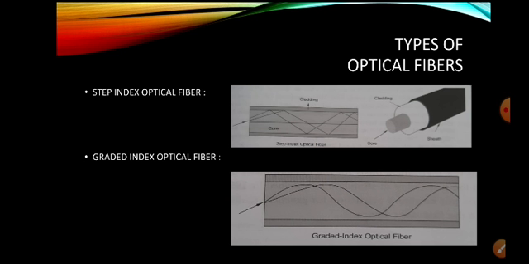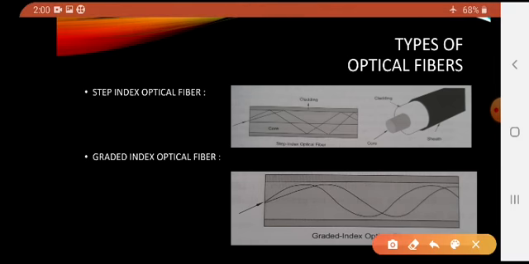Based on the structure and their refractive indexes, optical fibers are divided into two types. One is the step index optical fiber and the other is the graded index optical fiber. The step index optical fiber has different refractive indexes of core and cladding. The refractive index of the core is high and that of the cladding is low. This type of step index optical fiber is used for illumination purposes. In the step index optical fiber, the refractive index changes drastically like steps.